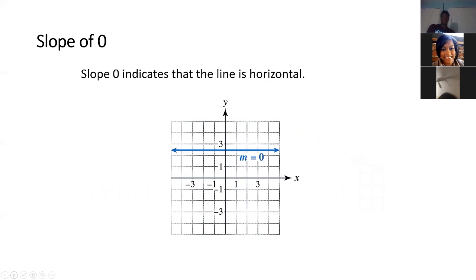Next, we have slope of 0. And slope of 0 indicates that the line is horizontal. So you're just steady. Think about a treadmill. When you put this treadmill at 0, you're just walking straight. And then you press that incline or that decline, if you have a really fancy treadmill, that's when you're changing the slope of it.